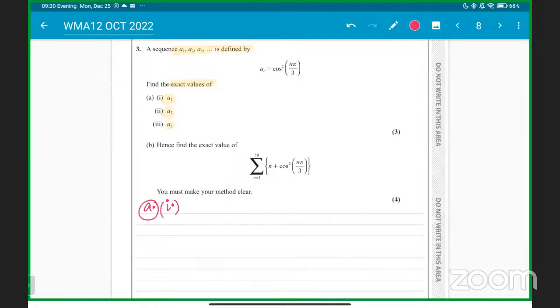Okay, so everyone can make it up. We have to find A1. It will be simple, sir. A1 will be cos squared of 1 pi over 3. Everyone getting it? Just quickly take out your calculators and give me the value.